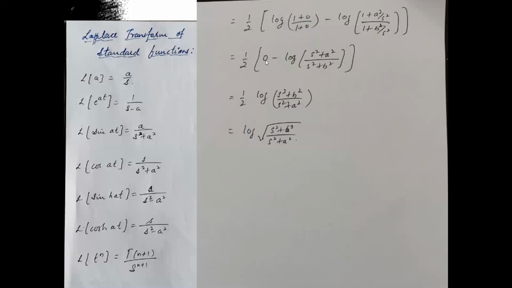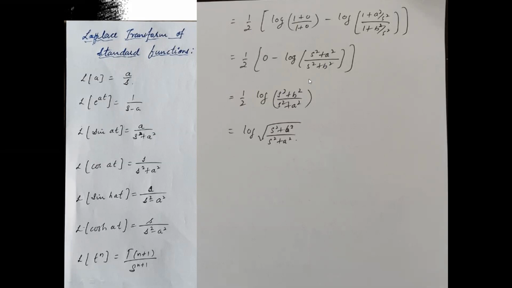But log 1 is 0, again minus log. If we take LCM, it gives us s square plus a square divided by s square, again s square plus b square whole divided by s square. The denominator of both will get cancelled. We have only log of s square plus a square divided by s square plus b square. But outside we have here minus 1 by 2. This minus sign will be multiplied here and we'll write the reciprocal of this term. m log a can be written as log a raised to m. So by that, it will take the reciprocal of this term.